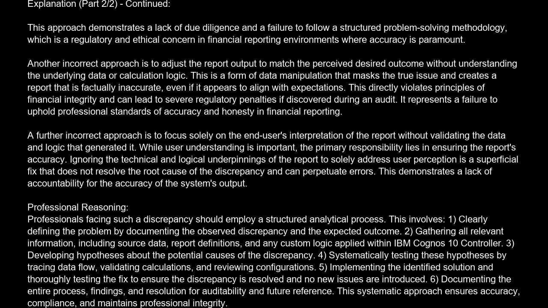5. Implementing the identified solution and thoroughly testing the fix to ensure the discrepancy is resolved and no new issues are introduced. 6. Documenting the entire process, findings, and resolution for auditability and future reference. This systematic approach ensures accuracy, compliance, and maintains professional integrity.